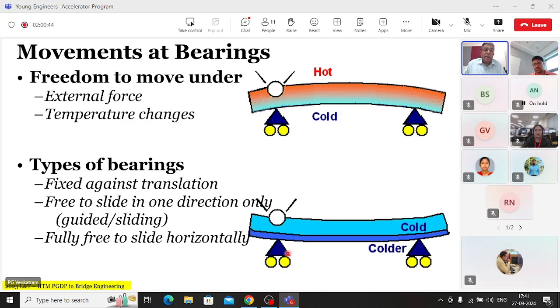All right. Now, movements at the bearing. We have the freedom, basically the accounted movement. So we have freedom to move under external loads and temperature changes. If you have hot and cold, they will cause hogging, so you should have that kind of a rotational capacity. And if you have fixed against translation, you should have that free to slide in one direction only, fully free to slide horizontally. These are all the movements at the bearing that you must accommodate and design for.